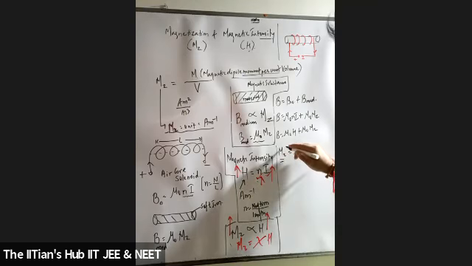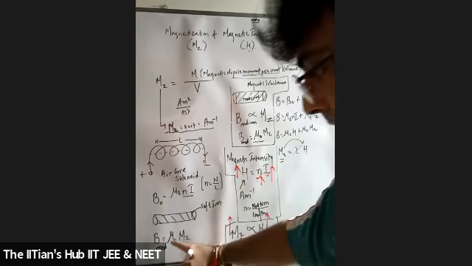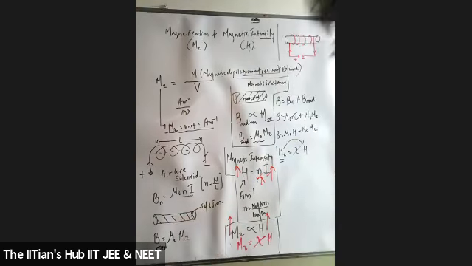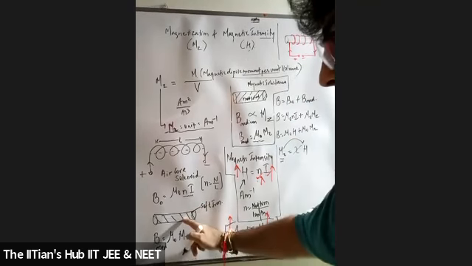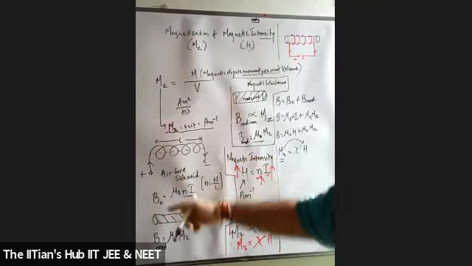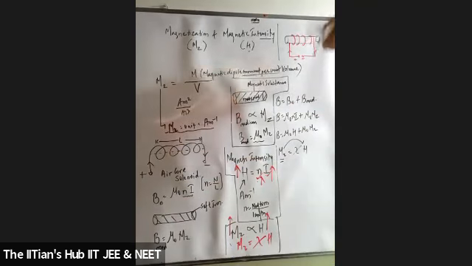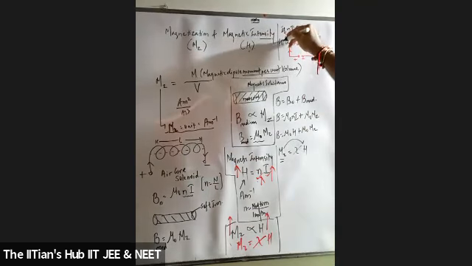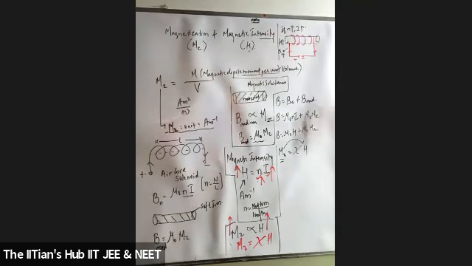Magnetization of a magnetic substance depends on what? Magnetization of the soft iron depends on what? It depends on the number of turns. If I take more number of turns, if n increases, and if I make the current increase, what about H? H will increase, Mz will increase.